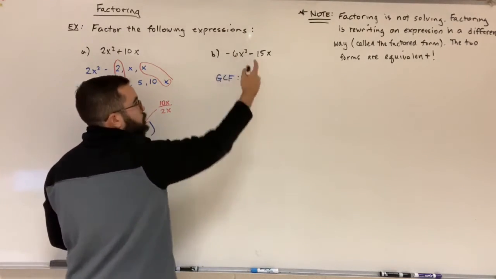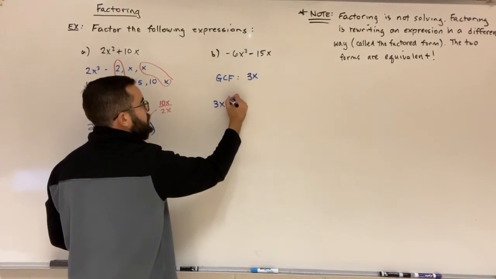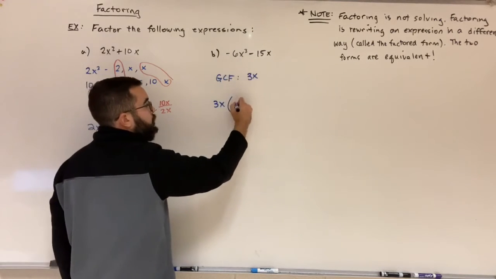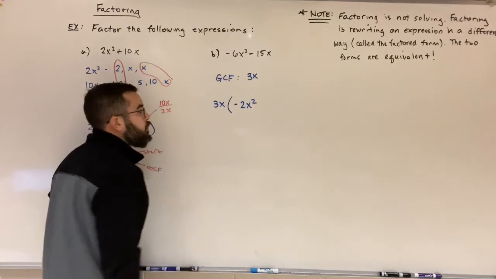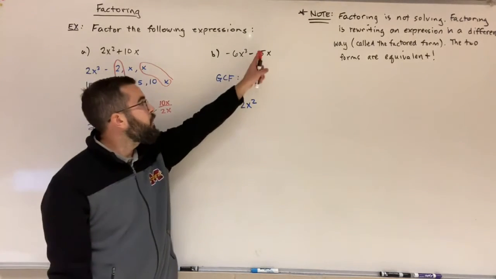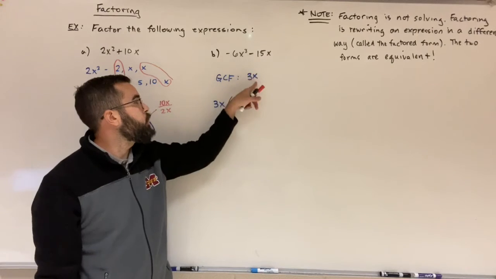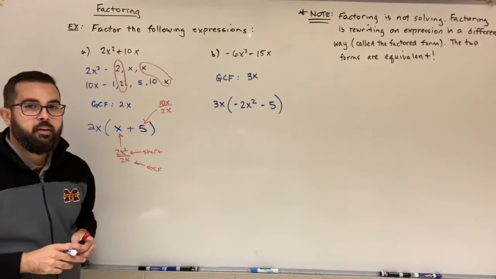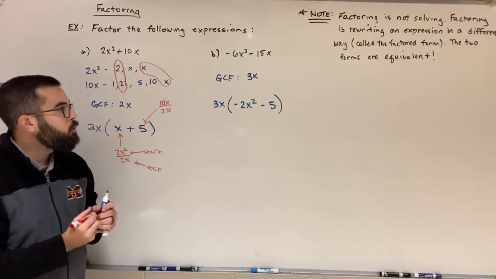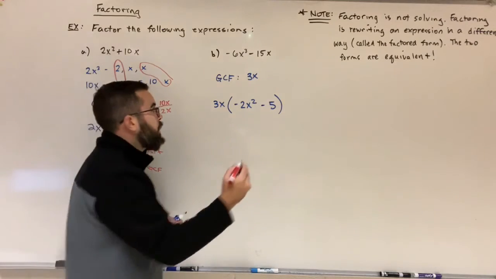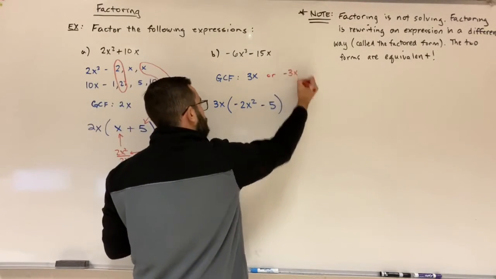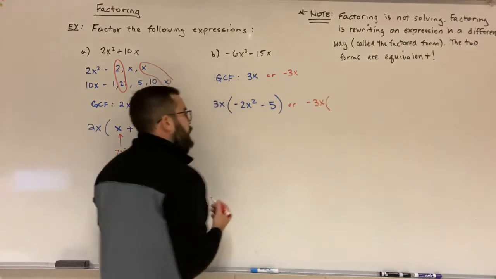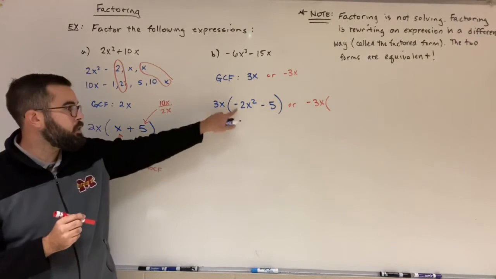I'm going to factor out 3x from both of these terms. So I'm going to have 3x. If I divide negative 6x cubed by 3x, I'm left with negative x squared. And then if I divide negative 15x by 3x, I get minus 5. And there's my factored form. Now, some of you might say, well, what if I wanted to factor out a negative 3x? Okay, well, that will lead to a different type of factored form, but again, it's still equivalent to this one.